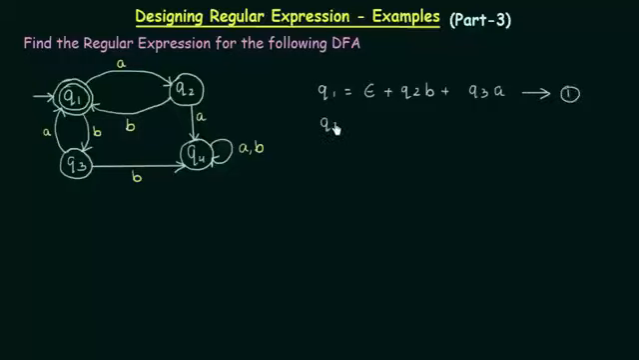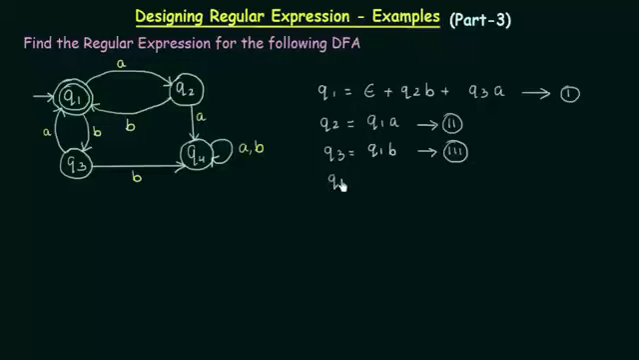Now let's do the same thing for equation number 2, that is for Q2. In Q2 we see that there is only one incoming transition, that is from Q1 with input A. So we can write it as Q1A, and there are no more incoming transitions to Q2. So this is equation number 2. Now let's do the same thing for Q3. For Q3 also there is only one incoming transition, from Q1 with input B, so I will write Q1B. Let me call it equation number 3.